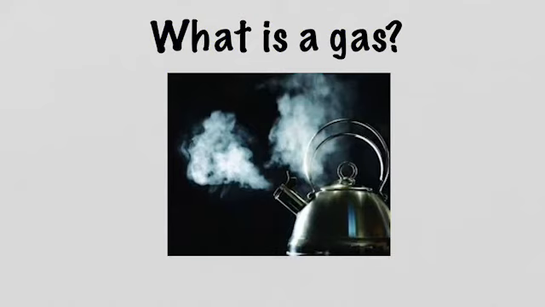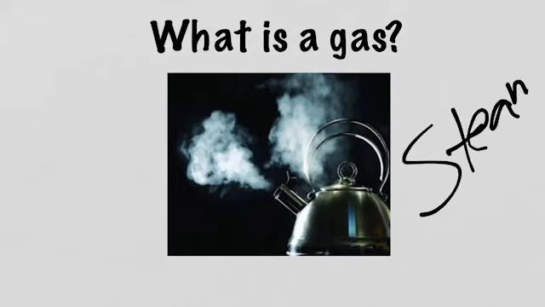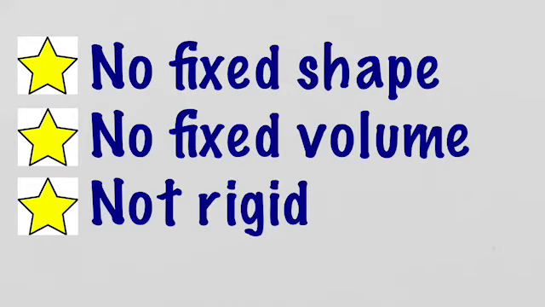We've already seen today, this picture uses an example of a state of matter, which is gas. Steam is a form of gas. The characteristics of gas are they have no fixed shape, no fixed volume, and they are not rigid.